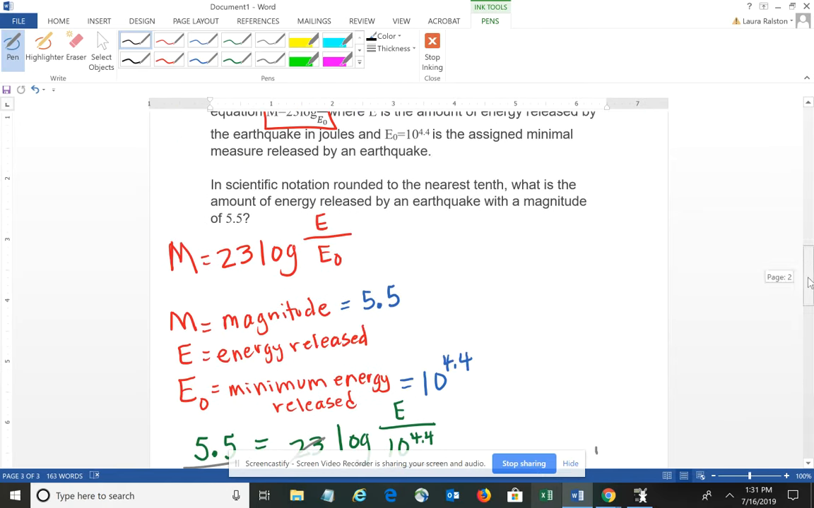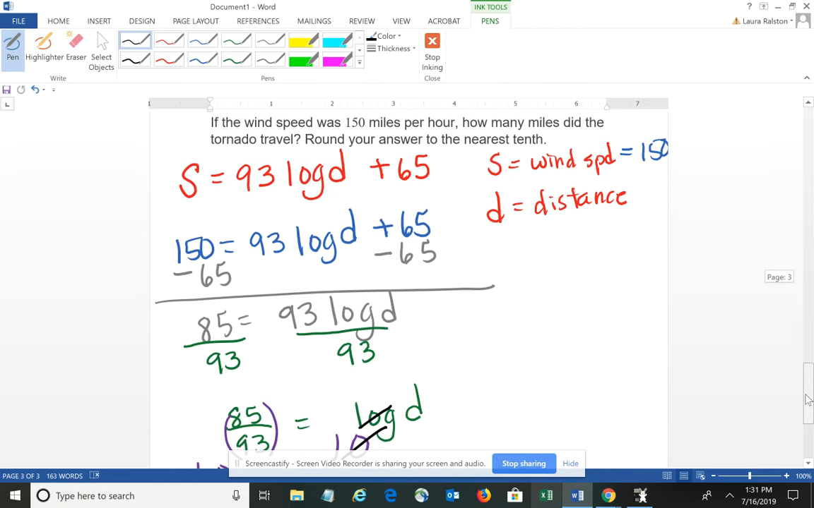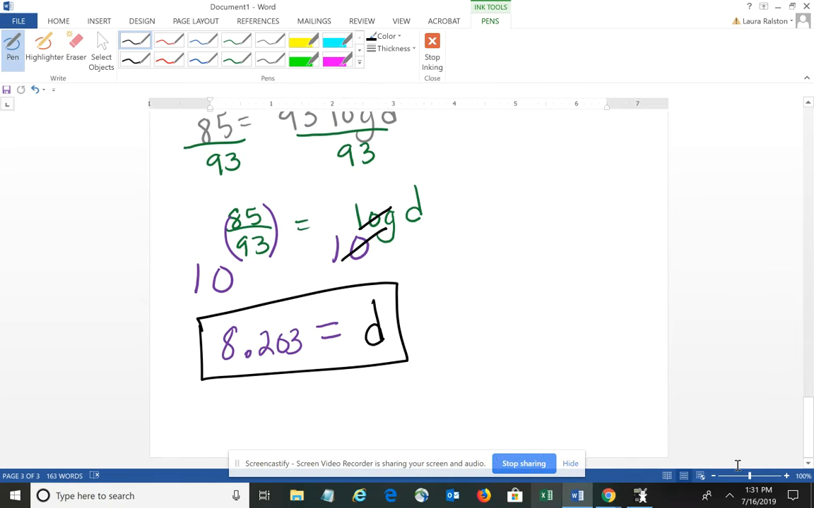Okay, so there's some examples of the applications in Lesson 19. Hopefully, if you're having calculator issues, this will help to clear it up.